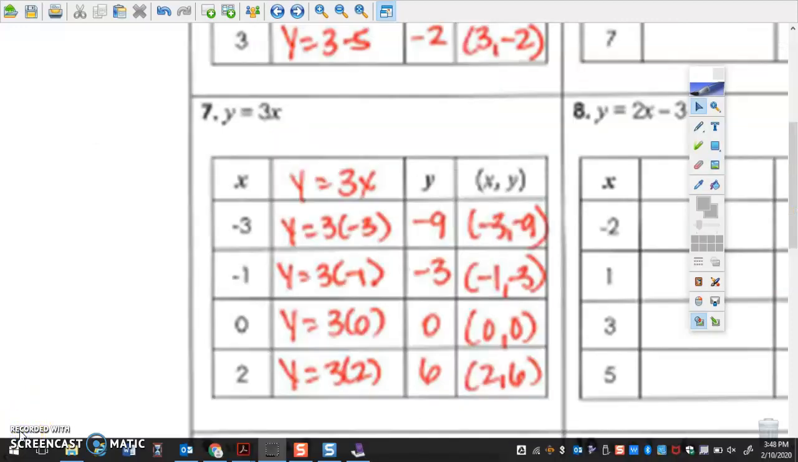Okay guys, how'd you do on number 7? This function or equation was y equals 3 times x. So whatever the x was, I multiplied that by the 3. So 3 times -3 is -9. 3 times -1 is -3. And then I get my point over here from the x, -3, and my y, -9. So it's just substitution. Put the number here in the x, do the math, and figure out how you're getting that y. All right, try number 9.